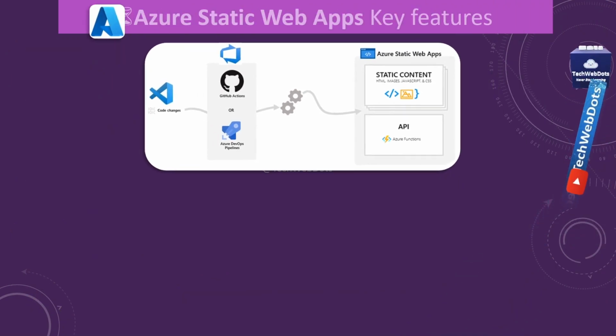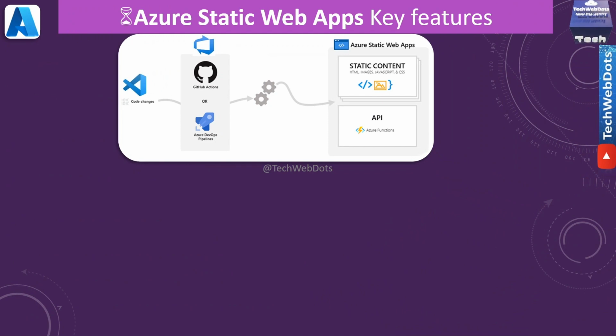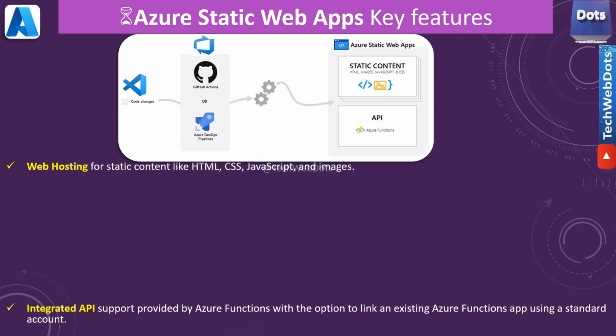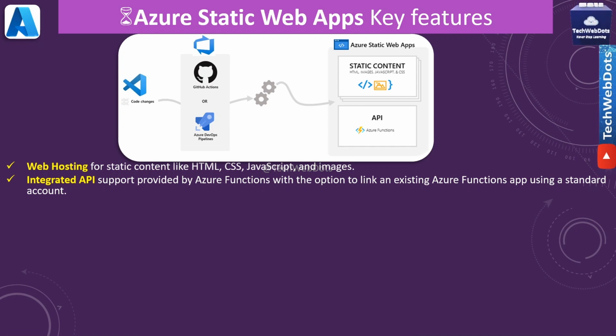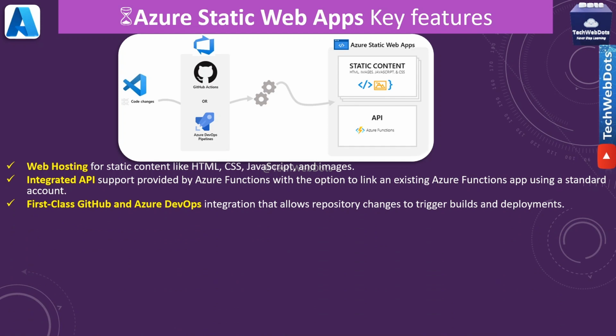But let's go through some key things, right? What are the key features of this static web app? Why is it getting so much traction day by day? One important thing is web hosting for static content like HTML, CSS, JavaScript, and images. Another important one is integrated API support provided by Azure Functions, with an option to link an existing Azure Function app using a standard account. For example, if you are already using an Azure Function app for your API needs, you can also connect that with this Azure Static Web App.